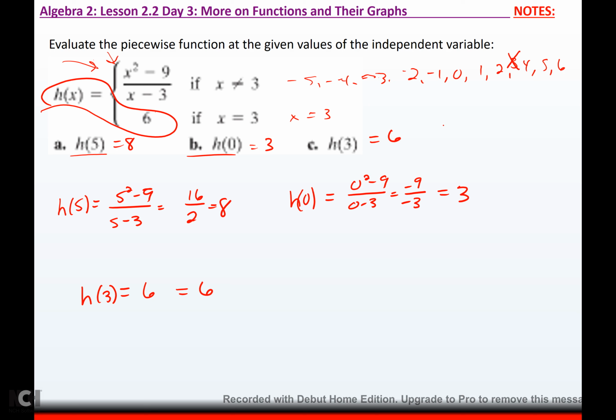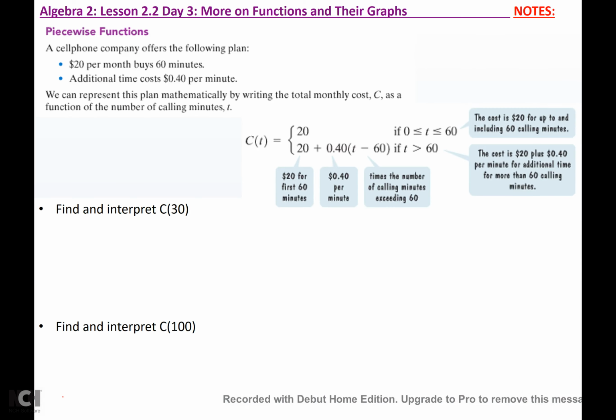There's no x in the bottom function to even plug in, so it doesn't matter what x is, y is going to be 6, and that's why it's a horizontal line. Okay? Alright, piecewise functions. It says, the cell phone company offers the following plan. $20 per month buys 60 minutes, and additional time costs 40 cents per minute.